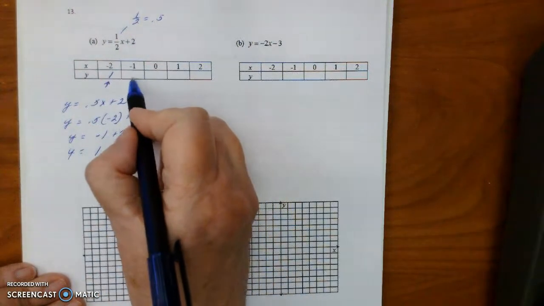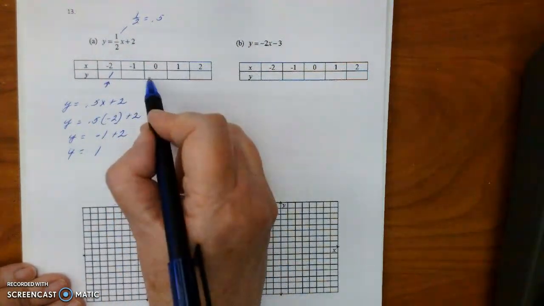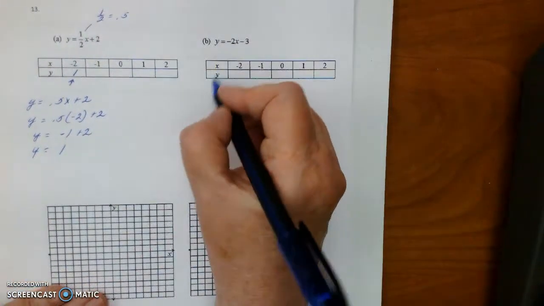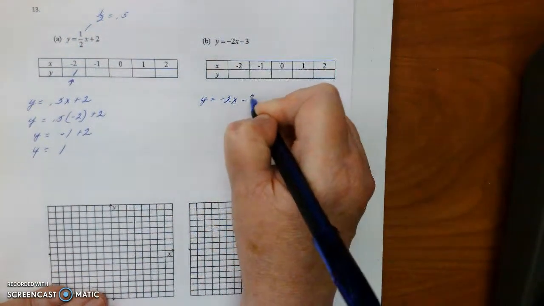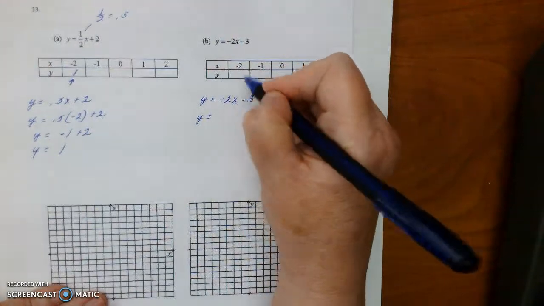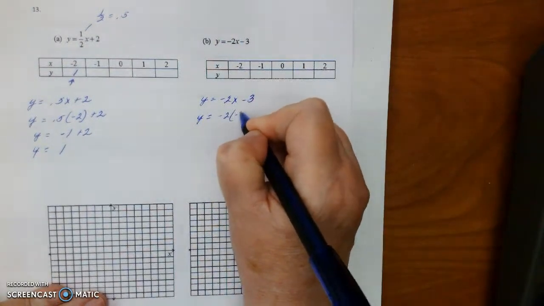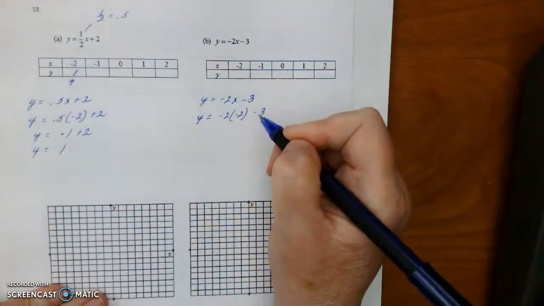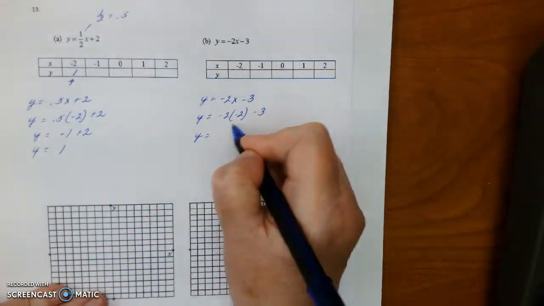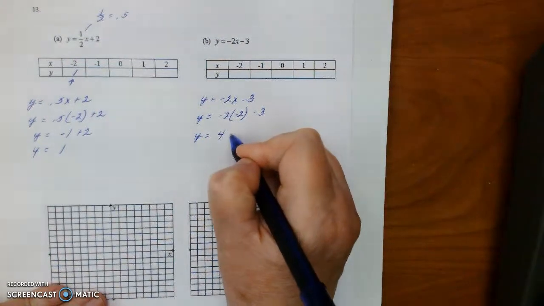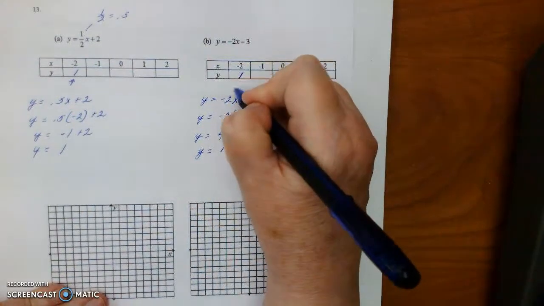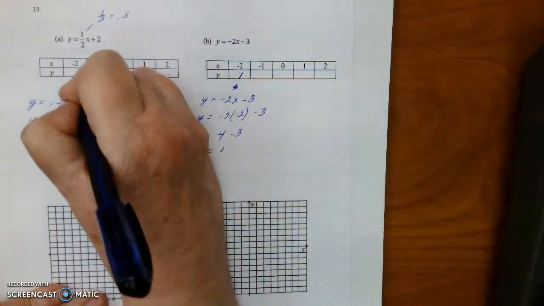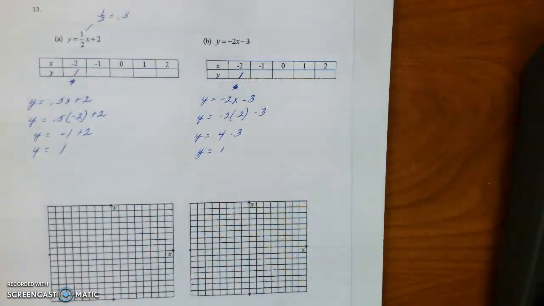So using this equation, I'm going to give you a few minutes, and I'm going to let you fill out the rest of the chart. And then I'm going to let you also do B. So here, y equals -2x minus 3. So y equals, I'm going to take the x, plug it in. So -2 times -2 minus 3. So we have y equals -2 times -2 gives you a +4 minus 3. So y equals 1. So I'm going to put the 1 up here. Now I'm going to give you a few minutes, and I'd like you to fill in the rest of the table, and then we'll check your answers.